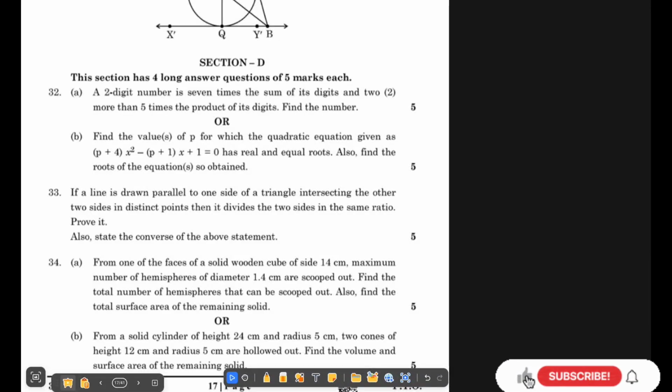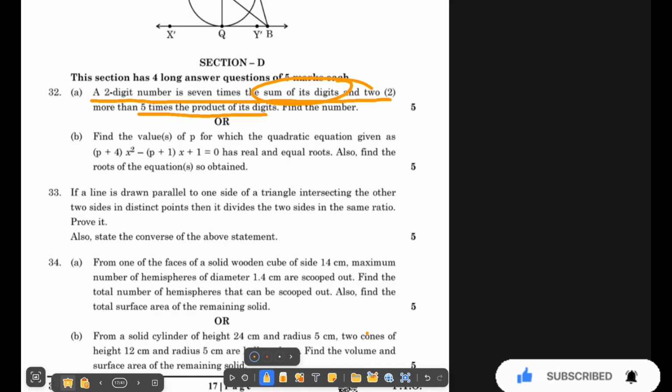Section D, 32A question. So what is the 32A question here? A two-digit number is 7 times the sum of its digits and 2 more than 5 times the product of its digits. Find the number. So a two-digit number is 7 times the sum of its digits and 2 more than 5 times the product of its digits. So we have to find that one.